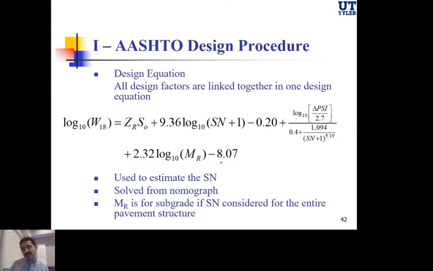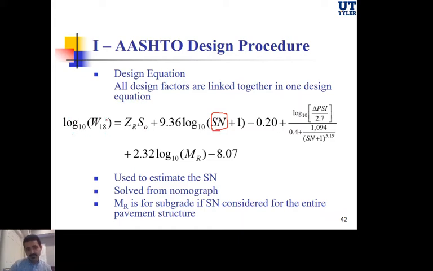Based on all the equations and all the parameters that we've talked about, we come up with this design equation in which all design factors are linked together in one single equation. Let's take a look at this equation, and then I'm going to show you the nomograph, which is the more frequent approach that engineers use instead of the equation. But I have seen students program this equation in an Excel file to get what we are after, which is this factor right here: the structural number.